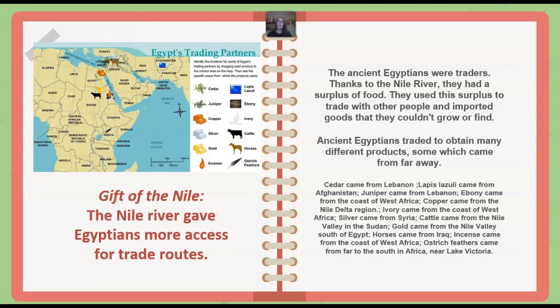Nile Valley in Sudan, gold came from the Nile Valley south of Egypt, horses came from Iraq, incense came from the coast of West Africa, ostrich feathers came from far to the south in Africa near Lake Victoria.